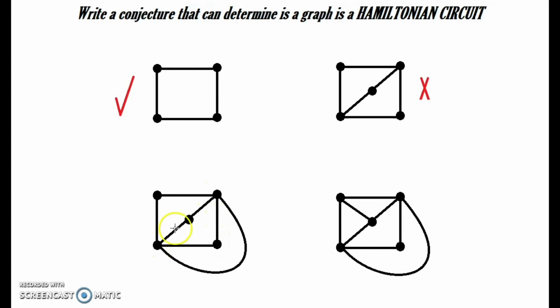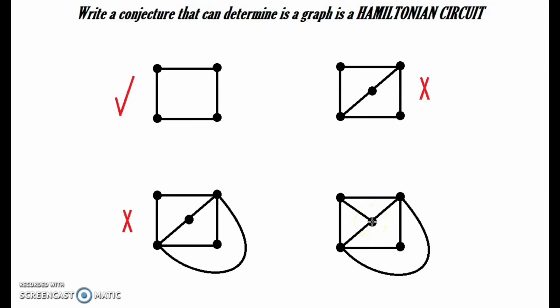Taking a look at this third graph, it is almost identical to that second graph. That edge that goes around the square portion really doesn't do anything. This is still just a Hamiltonian path. You can get to every vertex once, but you cannot get back to where you started.